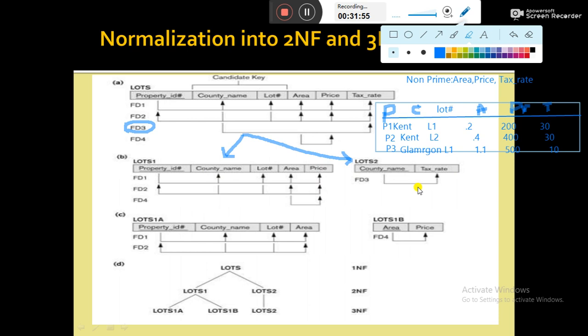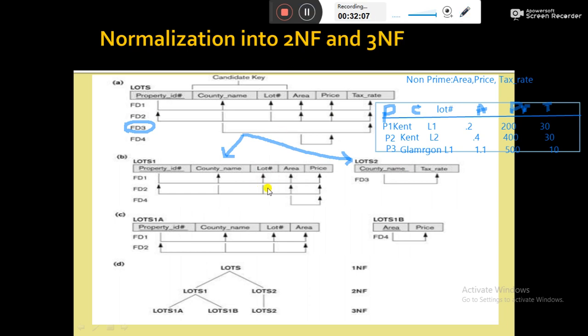Next point, we have to check both the relations lots 1 and lots 2, whether these two relations are in 3NF or not. As we know, we can check 3NF on the basis of three conditions. First, the condition is that a relation R is in 3NF if no non-prime attribute is functionally dependent on another non-prime attribute.